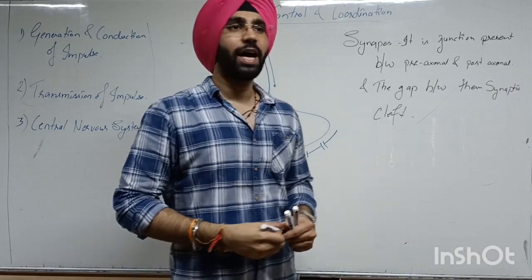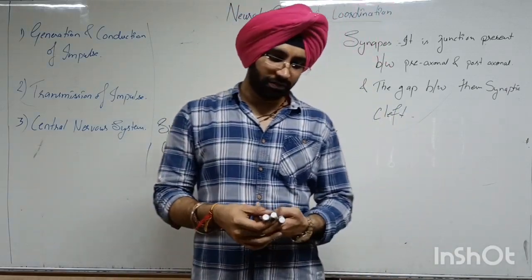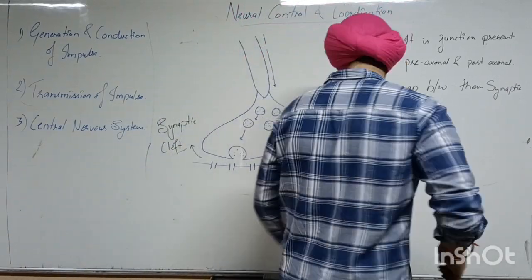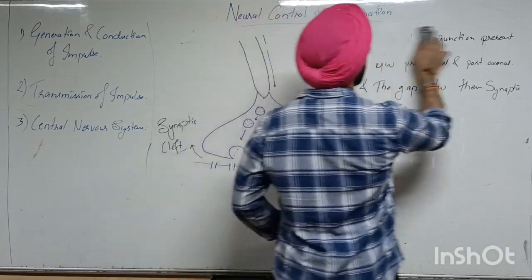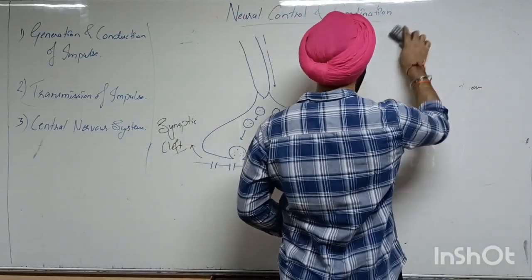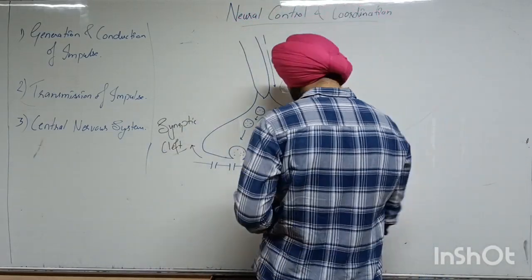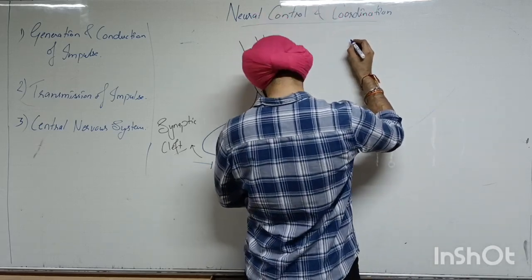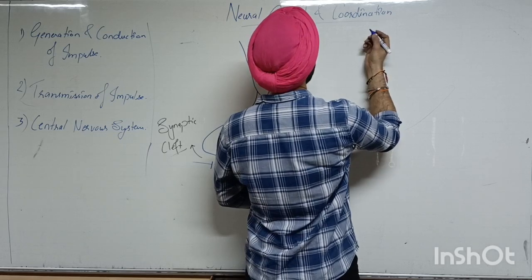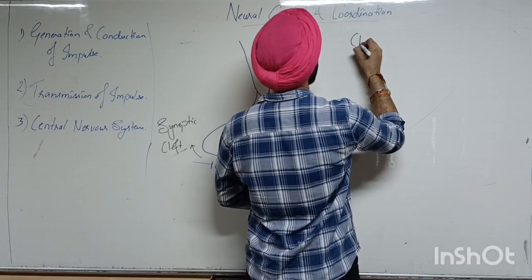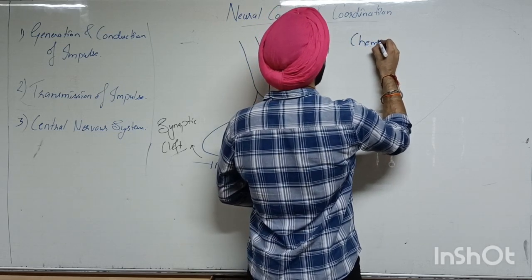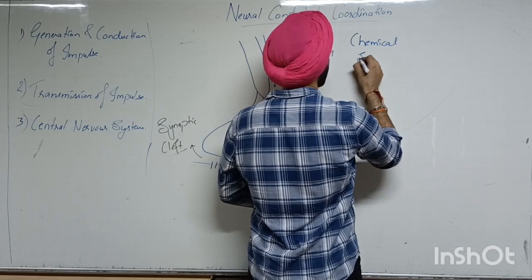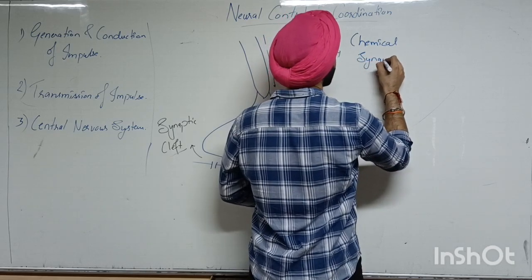Now synapses are of two types. The first one is the chemical synapse and the second one is the electrical synapse. Here I am writing them, and the difference as well. What is the difference between them? After that we are going to understand what is happening. So the synapses are of two types. First one is chemical synapses.